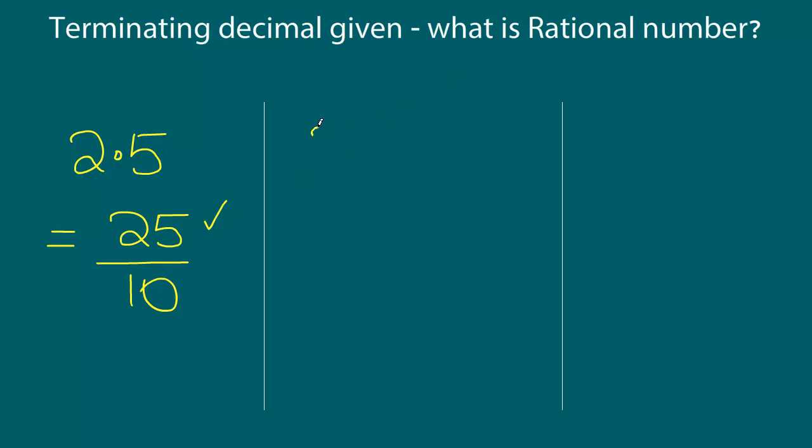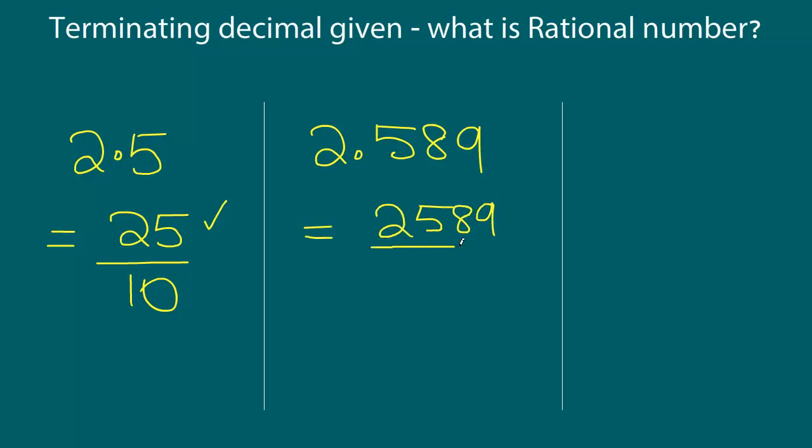Let's write one more. How about 2.589? Is this decimal number a rational number? We can write this as simply 2589 divided by, there are 3 digits after the decimal, so divided by 1, 2, 3 zeros, 1000. So indeed, again, this is a rational number.